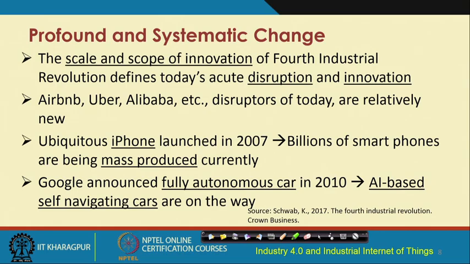Take the company Google. We all know how Google is transforming the world at present. In 2010, just a few years back, Google announced the fully autonomous car. And now we have already seen that self-navigating, fully autonomous cars are on the roads in many countries. They are already being used. And that was only a few years back. You see how the transformation has happened.